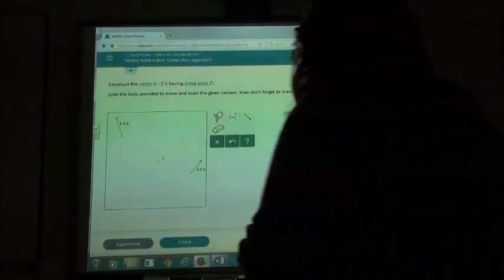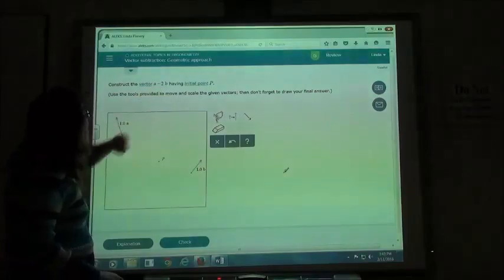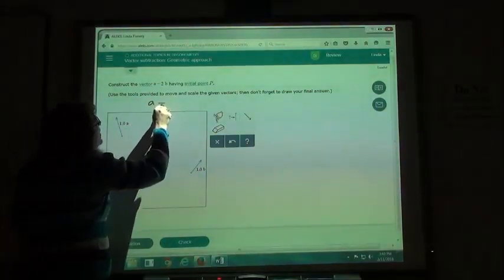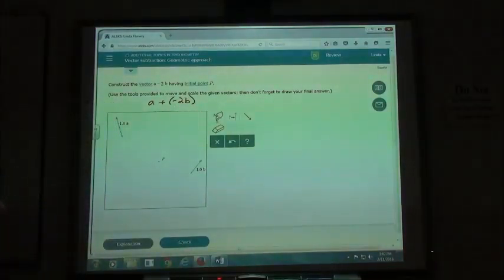The next ones you're going to do are the vector subtraction. And again, when you think of subtraction, you think of adding the opposite. So I'm going to take a plus negative 2b in order to do this one. This is the one that's on ALEKS just to show you the tools. Then I'll go back to the ones on our paper.